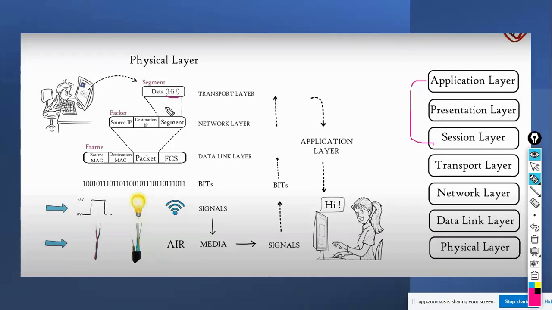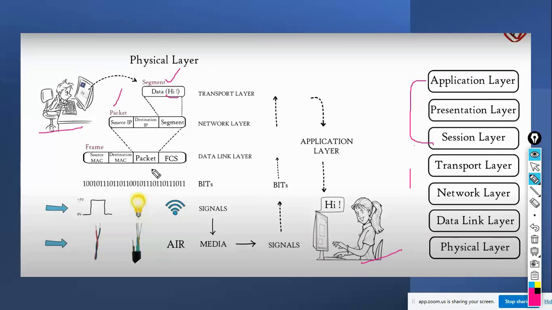Now it comes to the transport layer. I said each layer will add a header, right? So here a header will be added, and at the transport layer it is called a segment. Now it comes to the network layer. I said source IP and destination IP will be added. Source IP will be this guy's, destination IP will be this girl's. That will be added to the segment. That we call a packet.